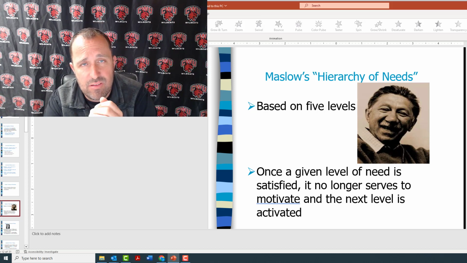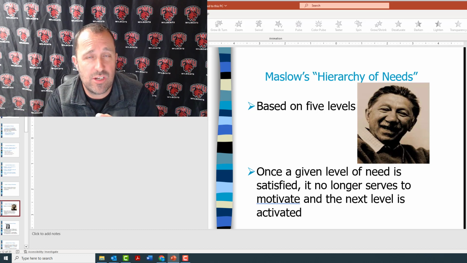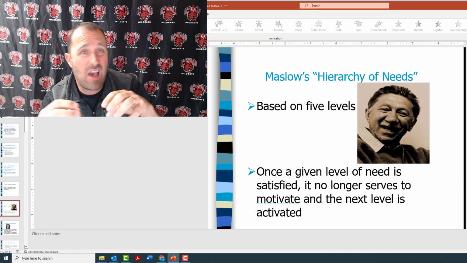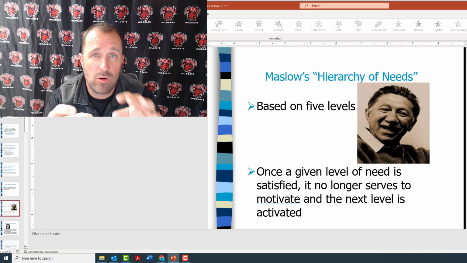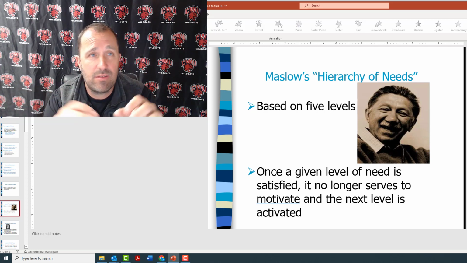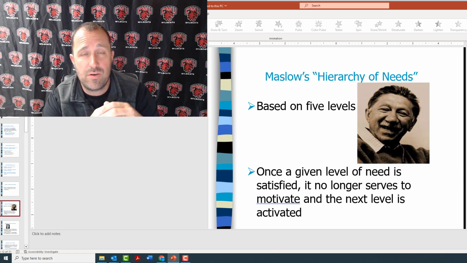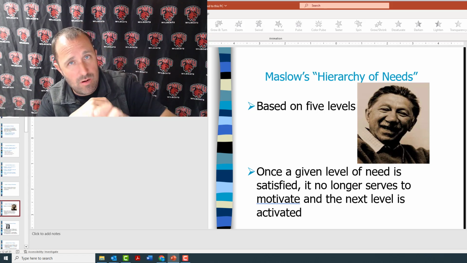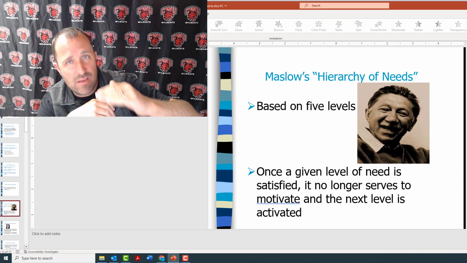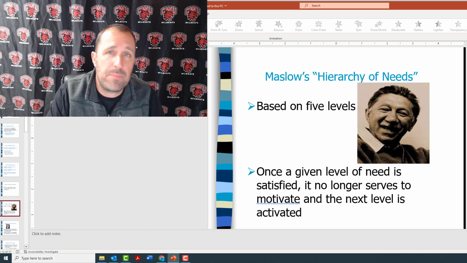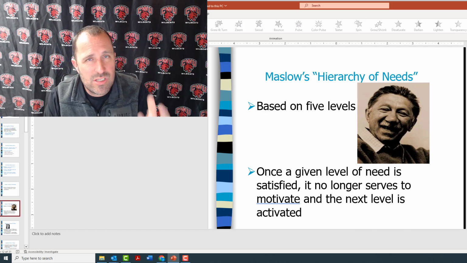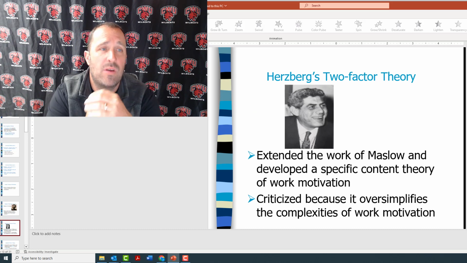And the idea is the principle of satiation. Once a given need is met, once I have food, then I want a girlfriend. Once I have a girlfriend, then I want, fill in the blank, a better career, whatever it is. But I'm not worried about my better career if I'm starving. So the idea is you work your way up the pyramid. Most simple, basic form of content theory.